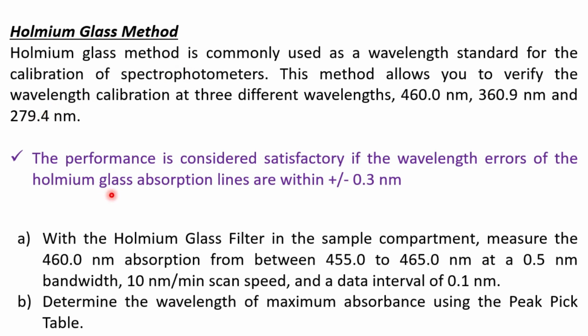Now, the performance is considered satisfactory if the wavelength error of the chromium glass absorption lines is within plus or minus 0.3 nanometers, right? So you calibrate your instrument over time to see how good the instrument is working.